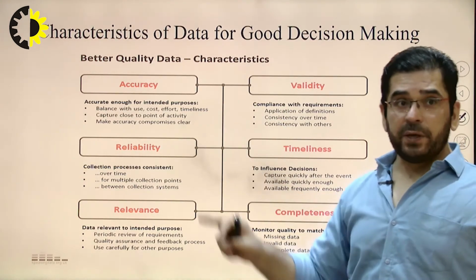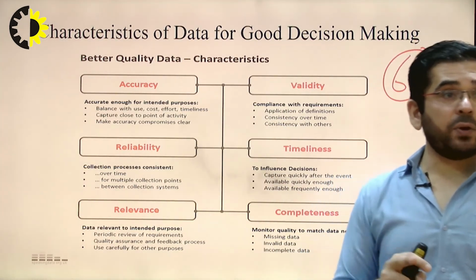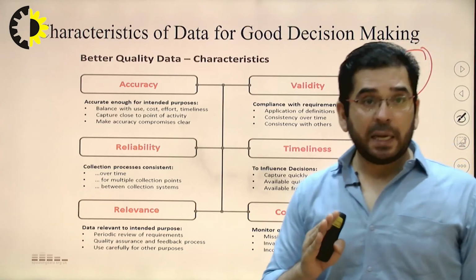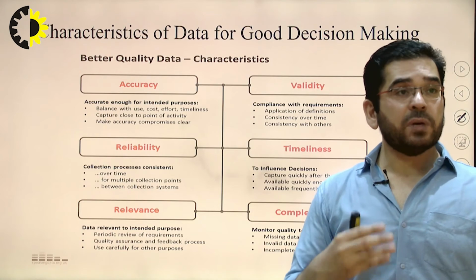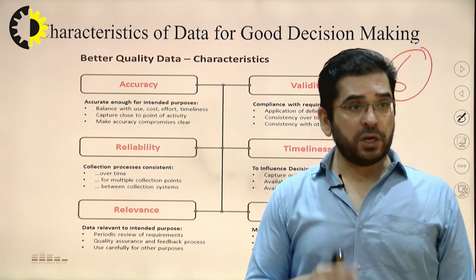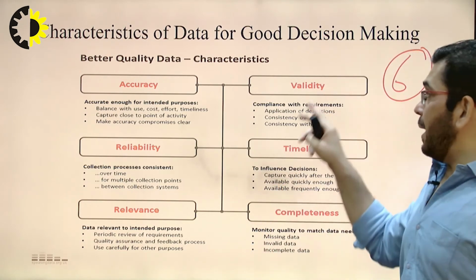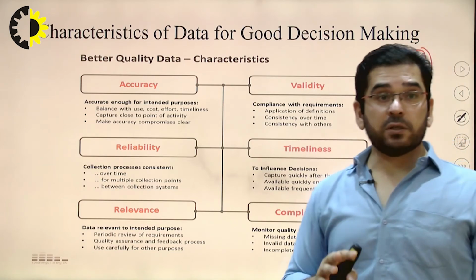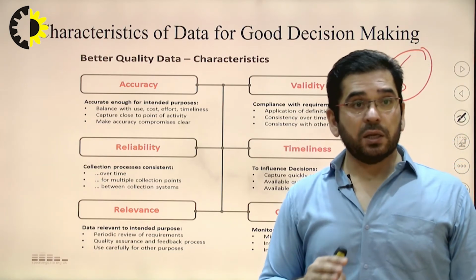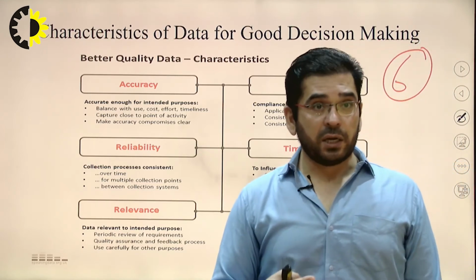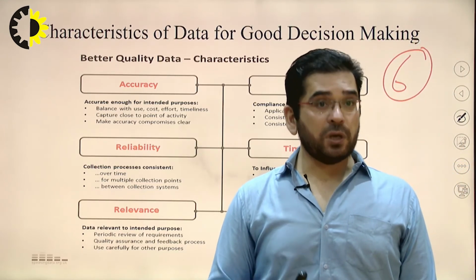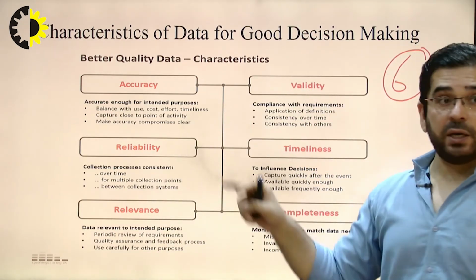Number 1, accuracy. The data should be accurate enough for the intended purpose. The purpose for which you are utilizing the data, it must satisfy that purpose. So the data should be accurate. Second is validity. The data should not be expired or outdated. The data should be valid, so that business intelligence or business information can be generated from this data.